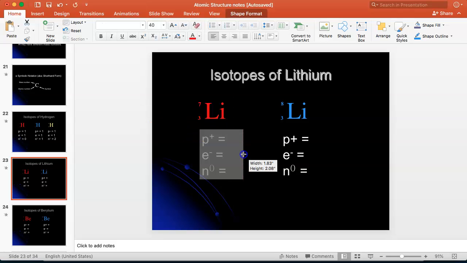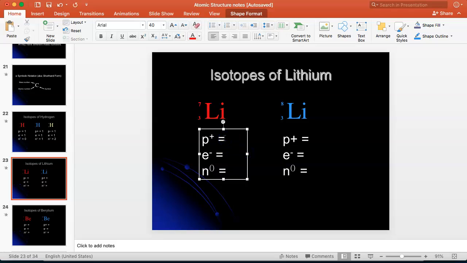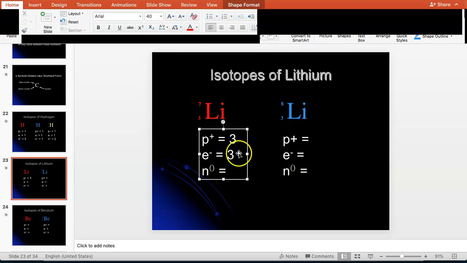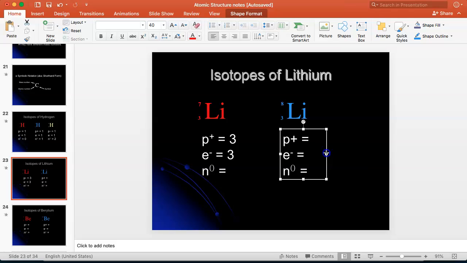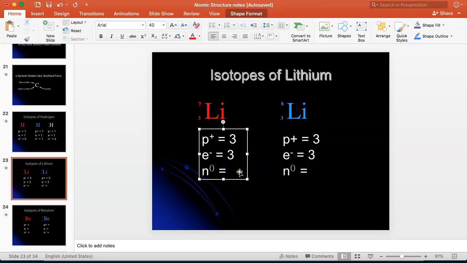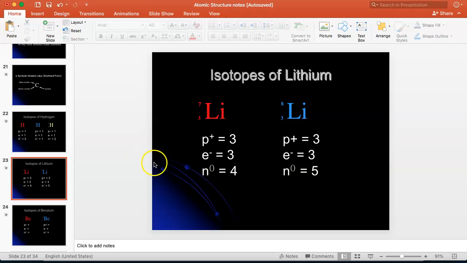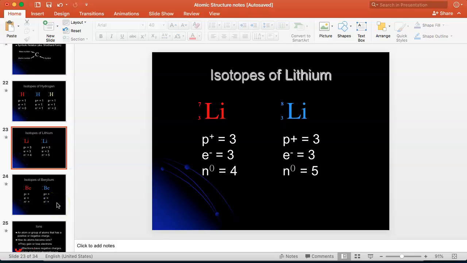Alright, let's make sure that you are getting this correct. So, the first version of lithium and the second version of lithium are going to have the same number of protons and electrons because they both have an atomic number of 3, and neither version of lithium has a charge. But the number of neutrons is going to be different. For our first isotope, 7 minus 3 is 4. And for our second isotope, mass number minus atomic number, 8 minus 3, is 5. Cool. Let's try one more practice problem, and we will be done for today.